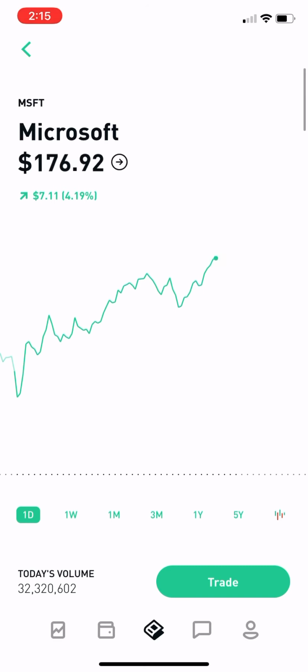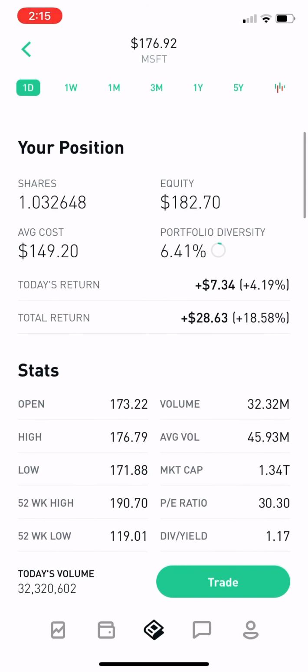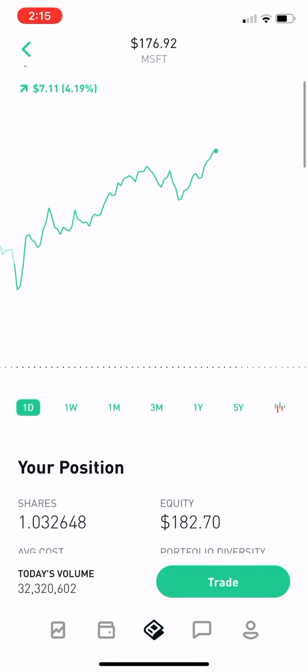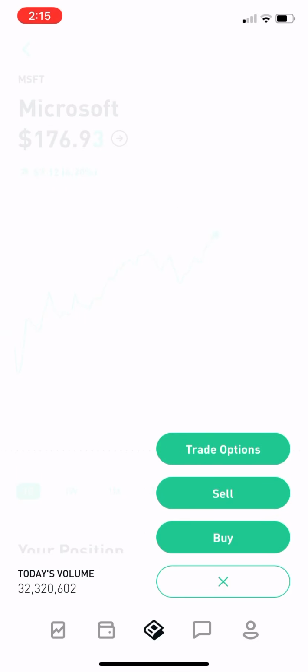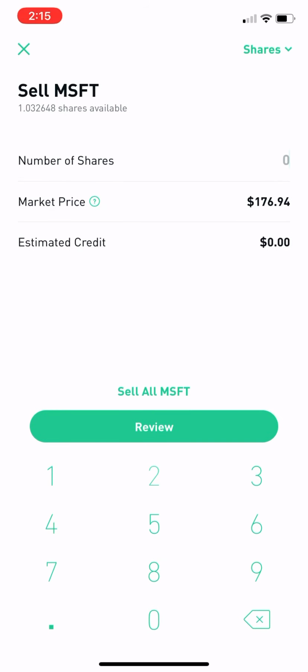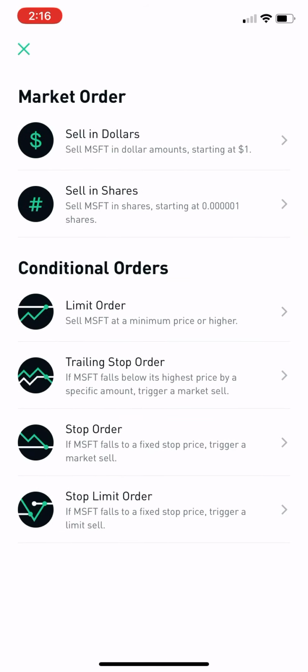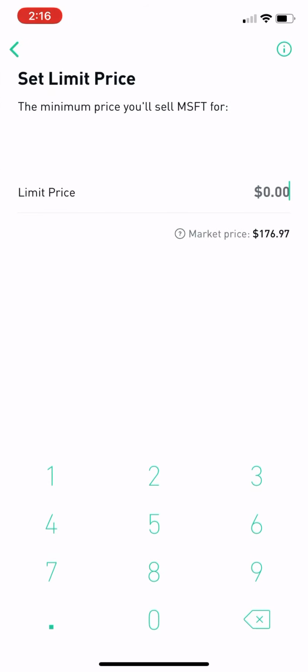So now, let's say we have one share of Microsoft like we do right here, and we want to sell it. So if you want to sell the share, what we would do is click trade and sell right here. And you would take a look at the amount of shares you have, which shows you right below the sell Microsoft right there. You can see that I have 1.03 shares of Microsoft. So let's say I just want to sell one share. I would just type in the number of shares, and then here we can also set a limit order, or you can sell at market price.